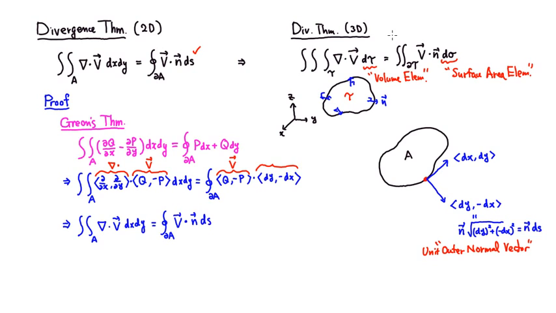So that is the more general version of the divergence theorem. We can do the divergence theorem in two dimensions, which is just a rewritten version of Green's theorem, and we can extend it to 3D, which is the more general divergence theorem here. All right, that's it. I hope that this was clear.